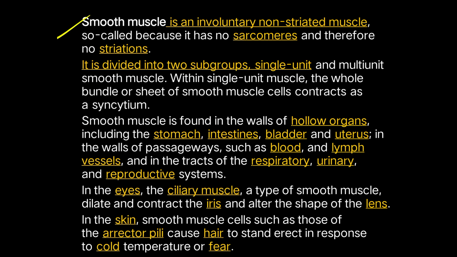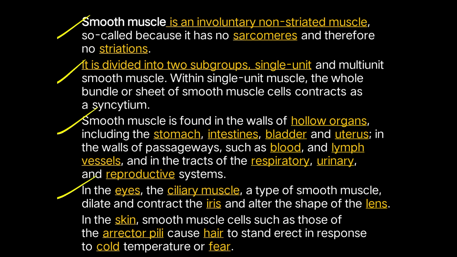Smooth muscle is an involuntary non-striated muscle, so called because it has no sarcomere and therefore no striations. It is divided into two subgroups, single unit and multi-unit smooth muscle. Within single unit muscle, the whole muscle or bundle sheet of the smooth muscle cells contracts as a syncytium. Smooth muscle is found in the wall of hollow organs including the stomach, intestine, bladder, uterus, in the wall of passageways such as blood and lymph vessels, and in the tract of the respiratory, urinary, and reproductive systems.